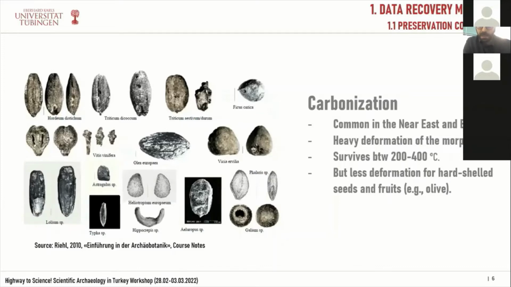However, some plants produce fruits and seeds with hard shells. Like olive, for example: it has a fleshy part that we eat, and also a hard-shelled inner part where the seed is enveloped. In some cases, we can also find these hard-shelled fruits and seeds. So it is important to know the basic plant anatomy, so that you can have less deformation because of carbonization in these different types of seeds and fruits.